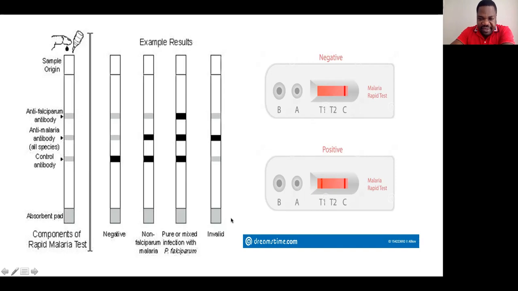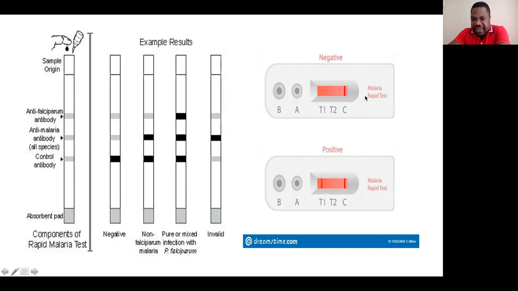But this test here is invalid. Why do we call it invalid? Although the test here is positive, because your control did not work, you cannot consider this. You have to repeat the test, and you report this one as invalid.